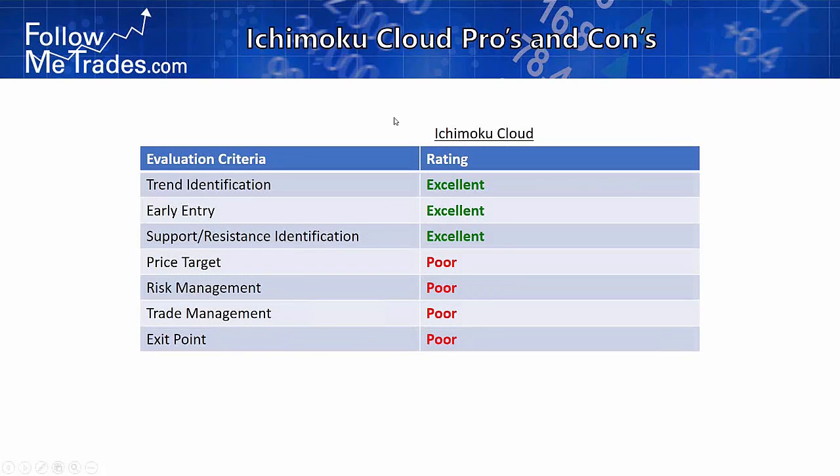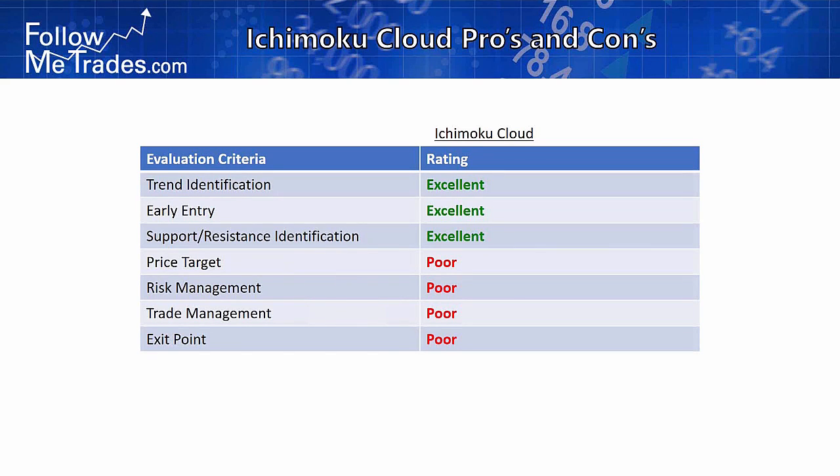So if I were to evaluate the Ichimoku Cloud as a trading system, I would say it does an excellent job of trend identification. It can call some early entries, and it can predict some support and resistance areas. But in order to have a complete trading system, there are some more things I need. I need a price target, because I want to predict the reward to risk ratio on any trade I'm going to take. I want to make sure I can make more on a trade if it wins than I'll lose if it fails, right?